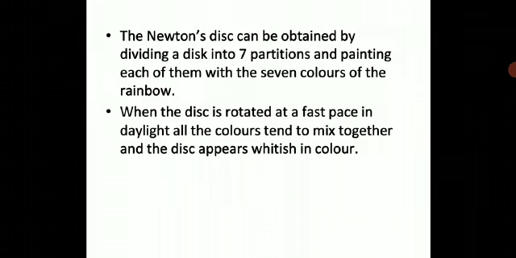The Newton disc can be obtained by dividing a disc into seven partitions and painting each of them with the seven colors of the rainbow. Even you can try this. And when the disc is rotated at a fast pace in daylight, all the colors tend to mix together and the disc appears whitish in color. So this is based on that concept of the merging of the seven colors into white light. Please take this down, the notes about the Newton disc. You should know what is Newton's disc.